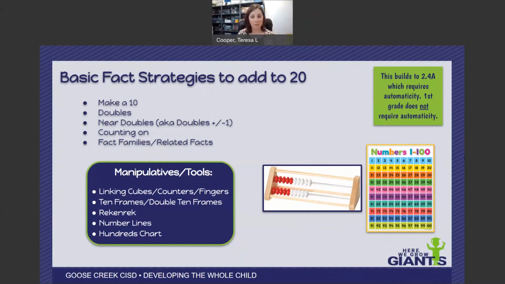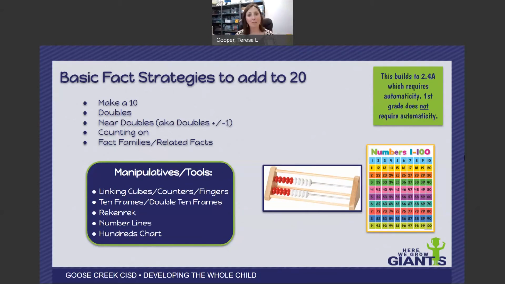I would use manipulatives to do that. I would use a rekenrek. I would use a number line. I would use a hundreds chart. But I start with the bigger number and then I count on to that number. And then when we get to subtraction, the related strategy for that is counting back. Now we're looking at our addition strategies, and this would be counting on.